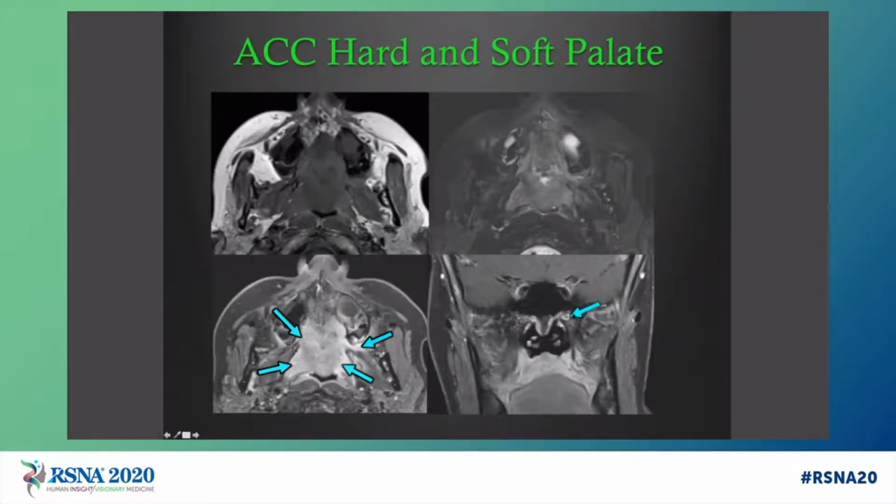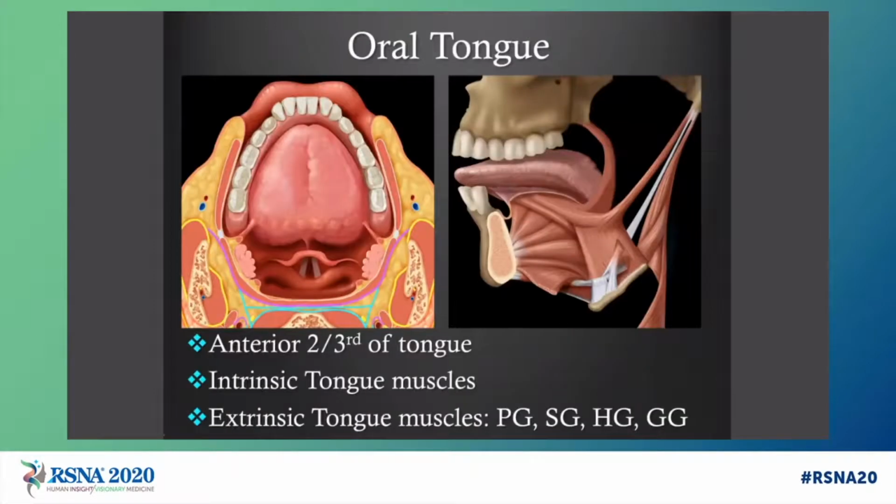And on our coronal post-contrast, we see perineural spread here to the Vidian canal in this patient with adenoid cystic carcinoma. Now let's turn our attention to the oral tongue.